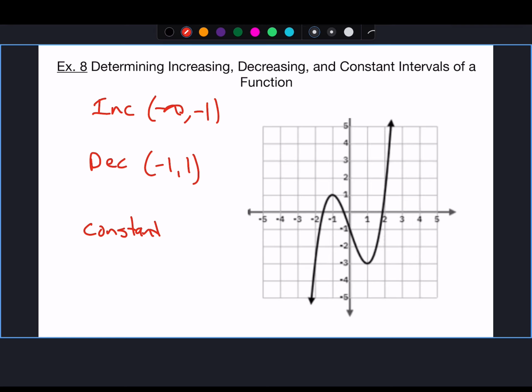And then at 1, what do we do to infinity? We increase to infinity. So up here, 1 to infinity. Are there any intervals where this graph is constant? No. So there are none. And that is actually the most common occurring thing. It's almost always the case that you're going to have nothing constant, especially for something that is continuous like this. Any questions?